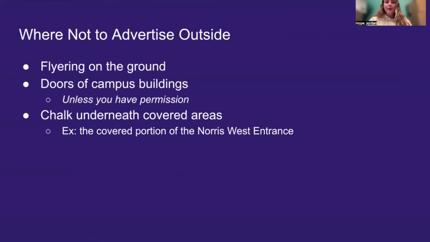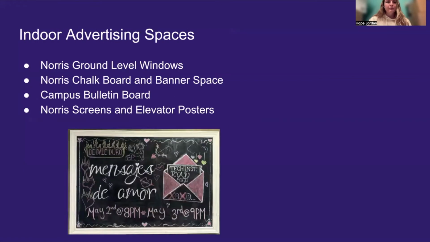Now, where not to advertise outside, be sure to avoid taping your flyers to the ground or scattering flyers on the ground. Avoid putting flyers on the doors of campus buildings unless you have explicit permission. And also avoid chalking underneath covered areas. An example of this would be the covered portion of the Norris West entrance.